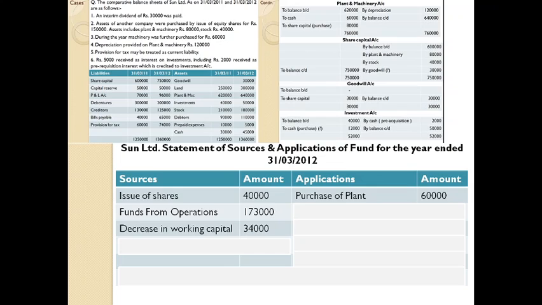Fund in a general sense means cash, but in a broader sense fund means all those current assets. So this stock is generally considered as a source of fund. So issue of shares 40,000. I hope you understand the concept.